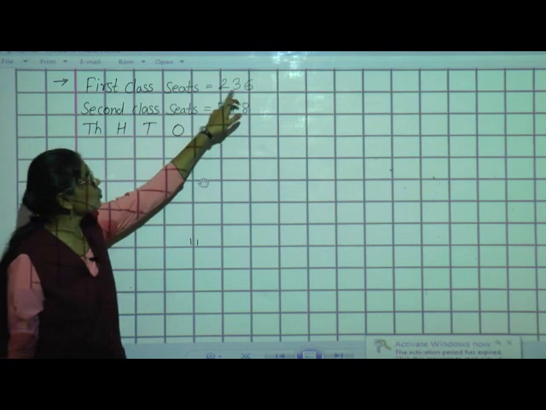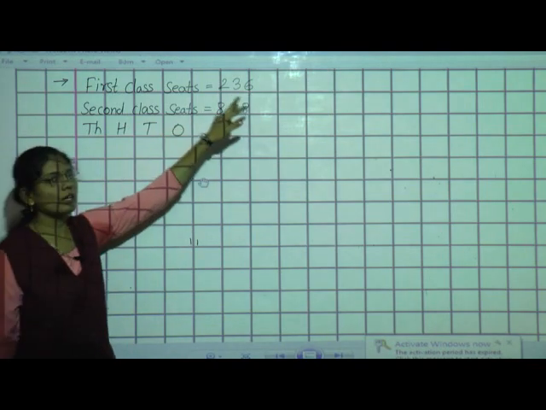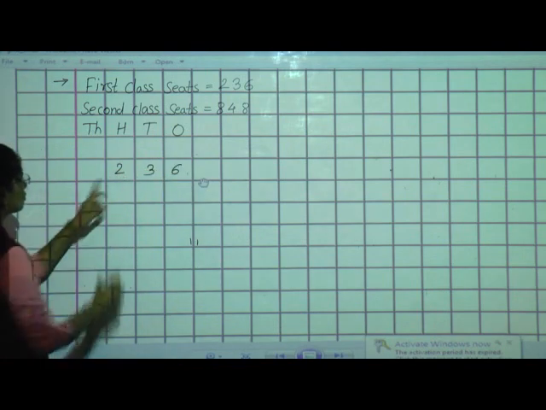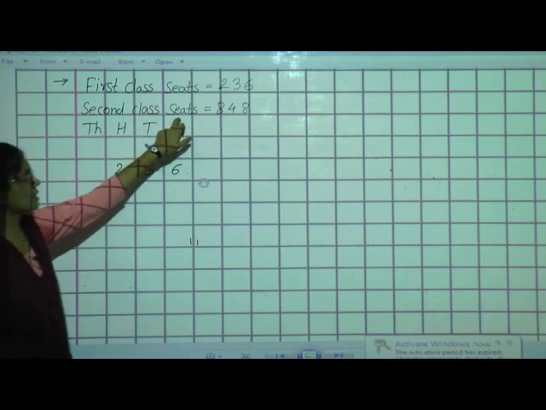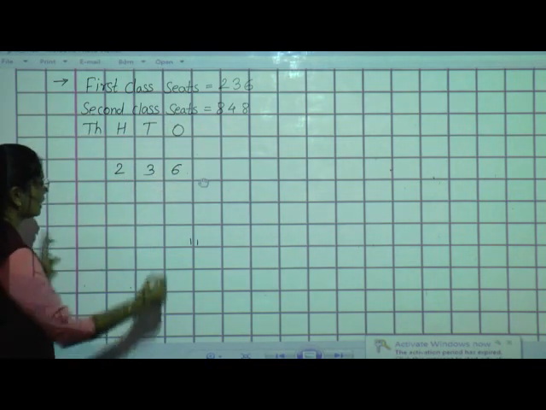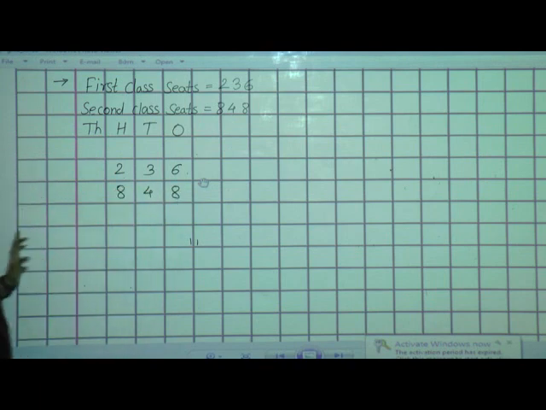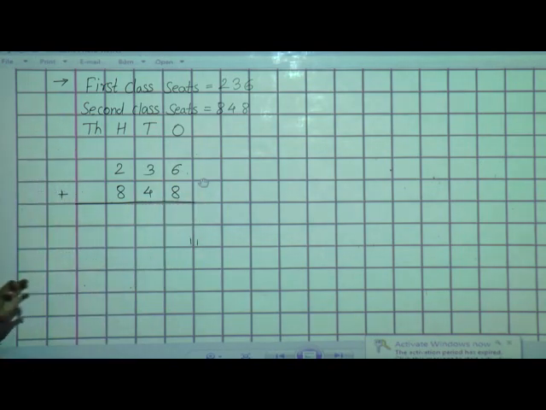Now we will put these two numbers in the place value chart. The first number is 236. First class seats, how many are there? 236, so we will write 236, plus second class seats. Second class seats are 848. Okay, now we will add these two numbers.